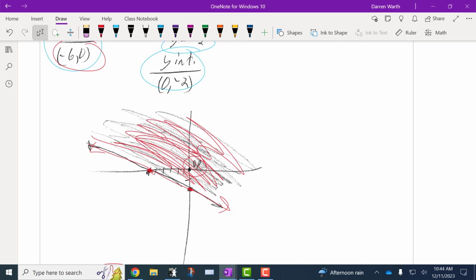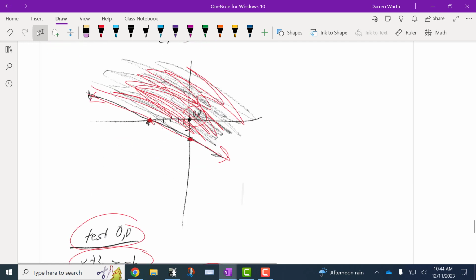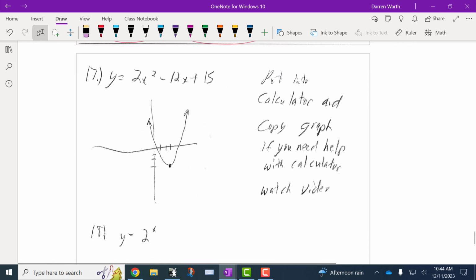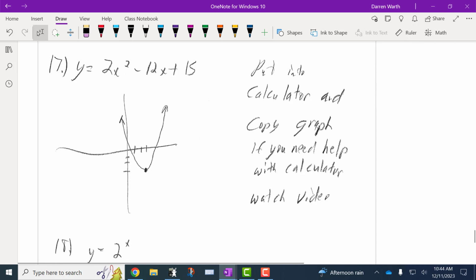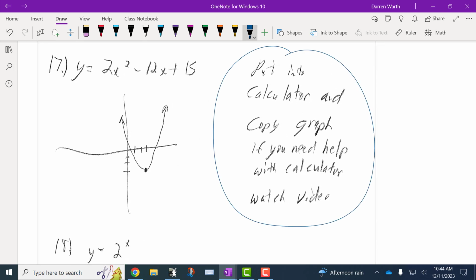Okay, now number 17. I got y equals 2x squared minus 12x plus 15. So I'm going to put that in my calculator and copy the graph. If you need help with the calculator, just go ahead and watch this video.